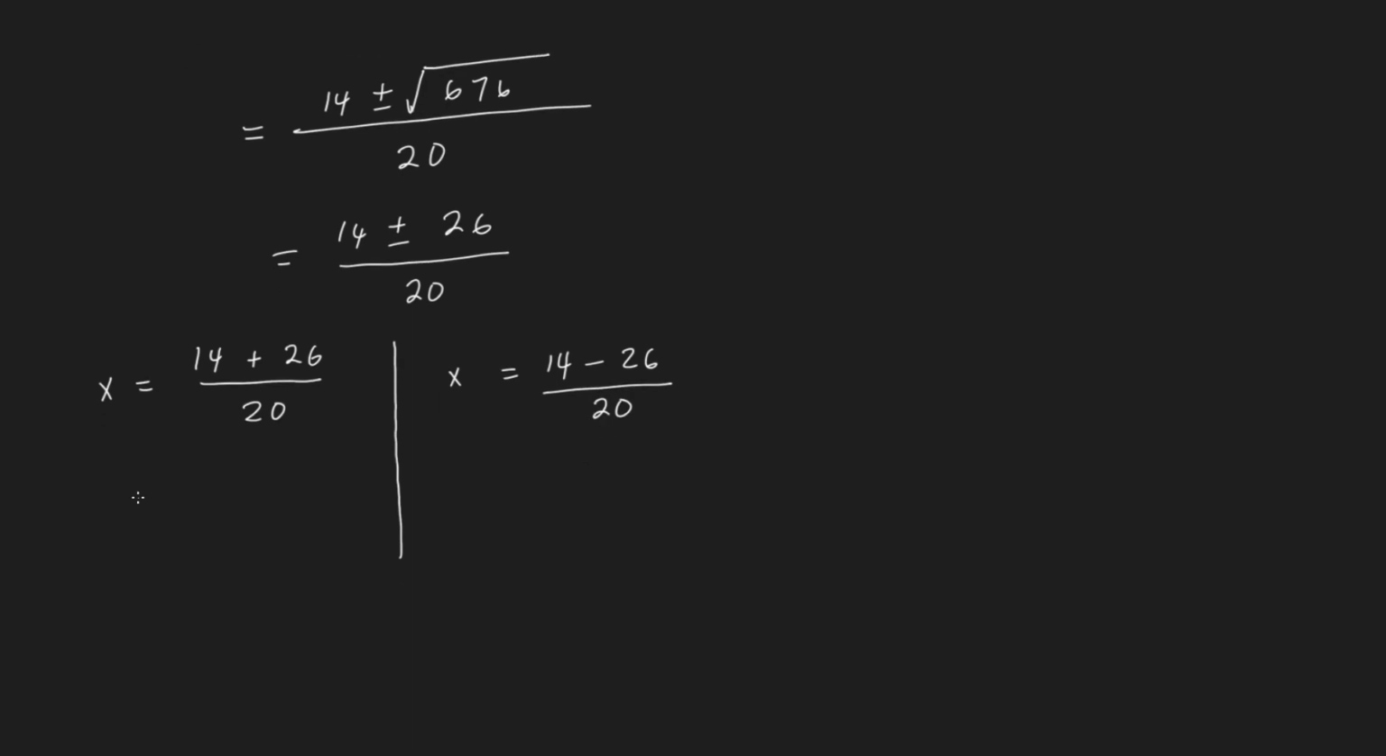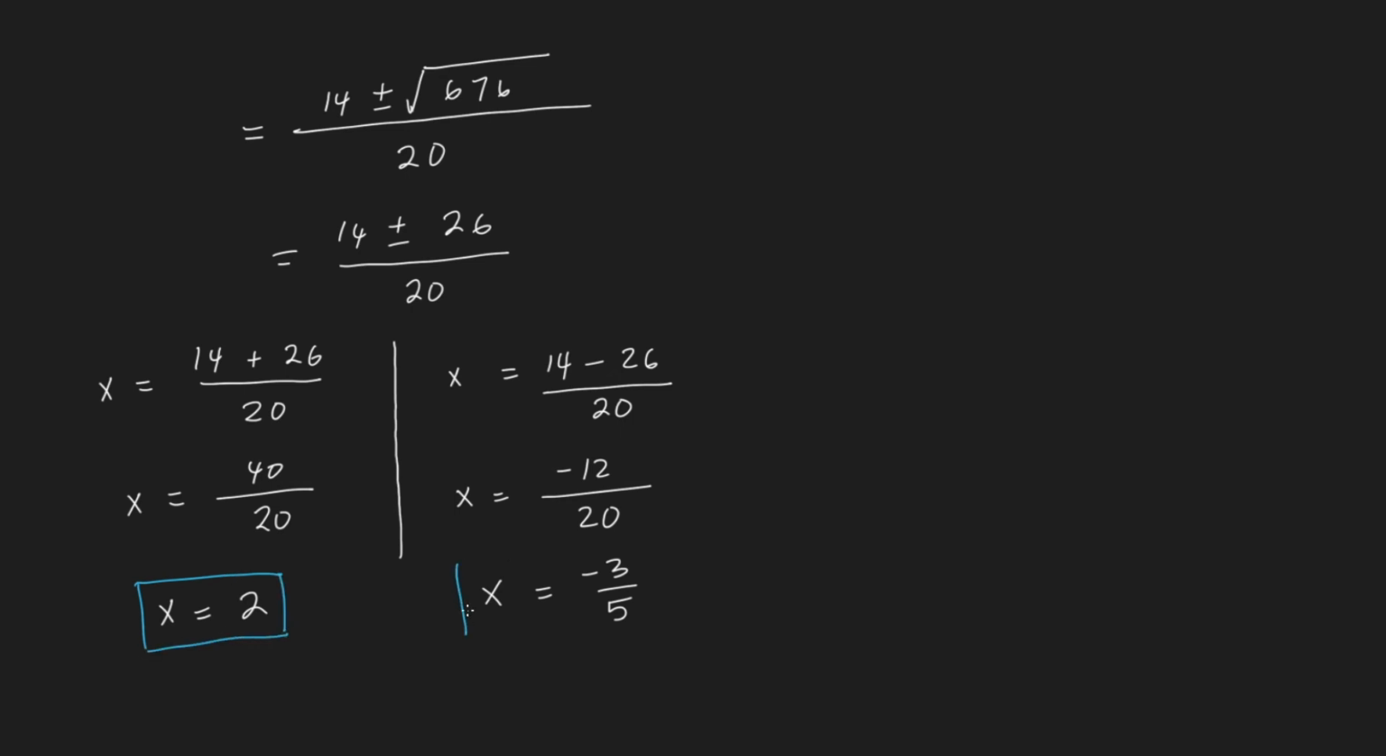What is 14 plus 26? 14 plus 26 is just 40, so that's over 20. Here we have 14 minus 26, which is equal to negative 12, all over 20. So on the left side, x is equal to 2, and on the right side, we have negative 3 over 5. Now, one root is equal to 2, and the other root is equal to negative 3 over 5. All right, there we go.